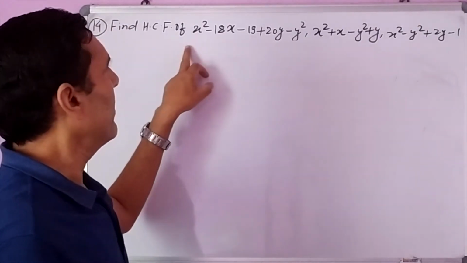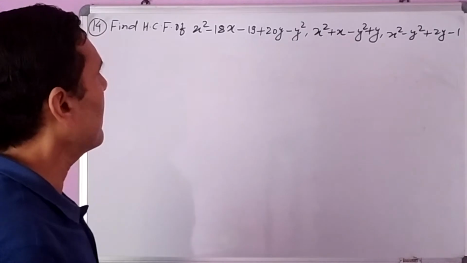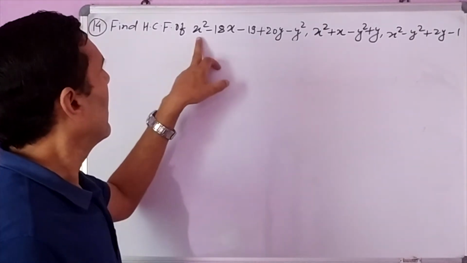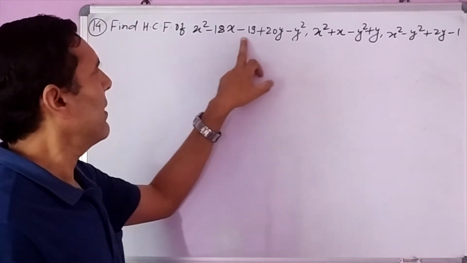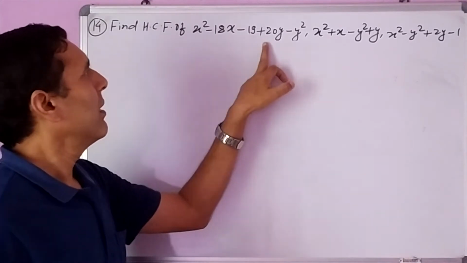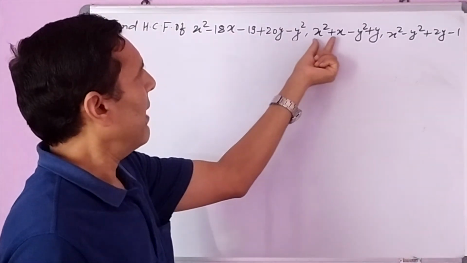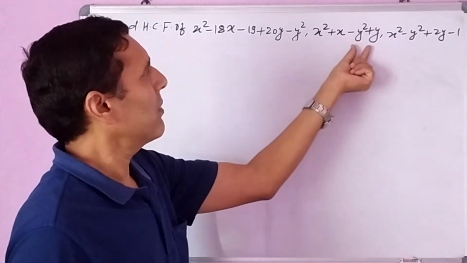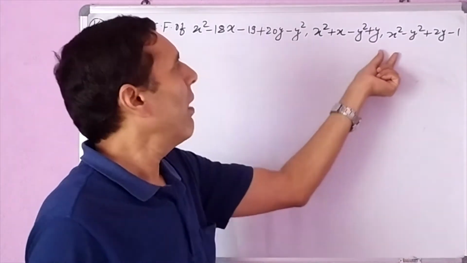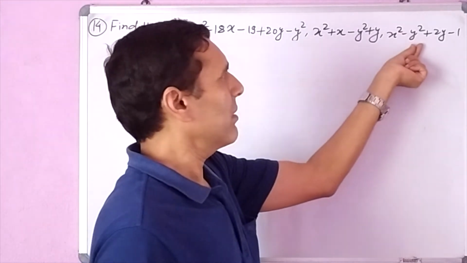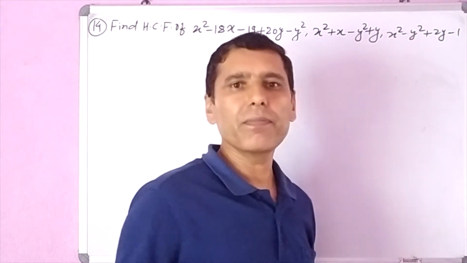Now we have question number 14. To find the HCF, there are three expressions you can see here. First expression, x square minus 18x minus 19 plus 20y minus y square. Second expression, x square plus x minus y square plus y. And third expression, x square minus y square plus 2y minus 1.